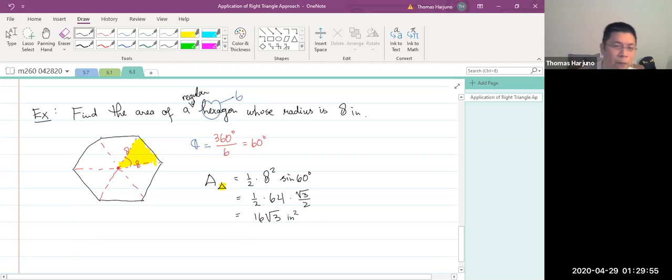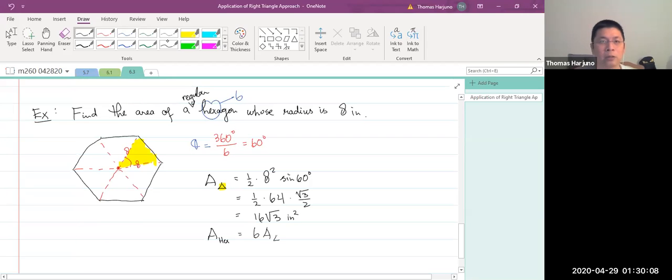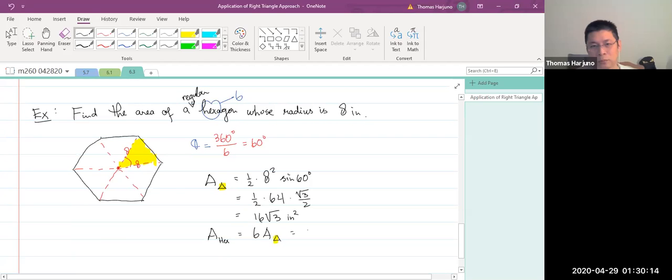But that's the area for only one triangle though. So how about the area of the hexagon? Just multiply that by 6. That's right, that will be 6 times the area of that triangle, which is equal to 96 radical 3 square inches.